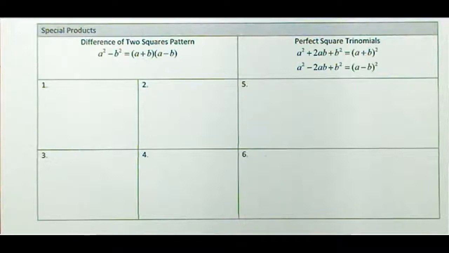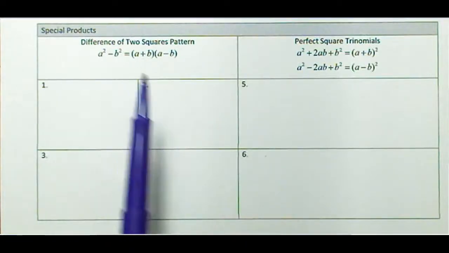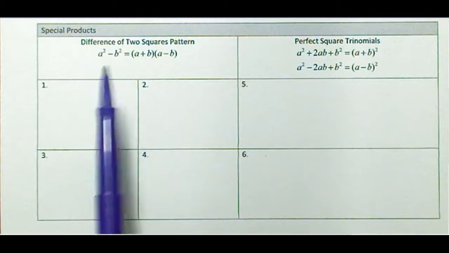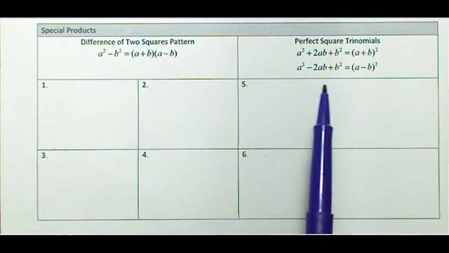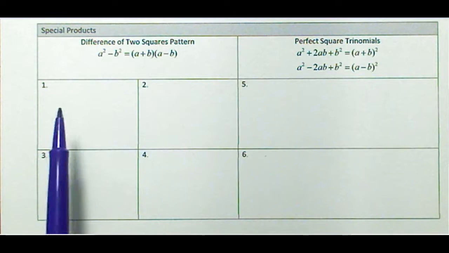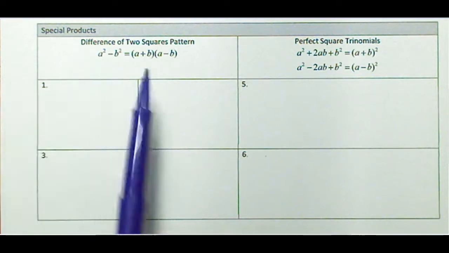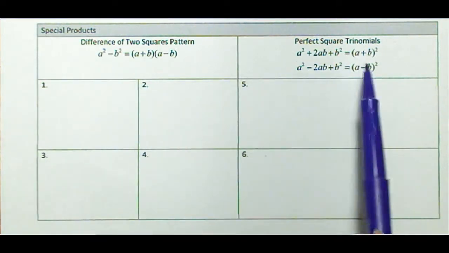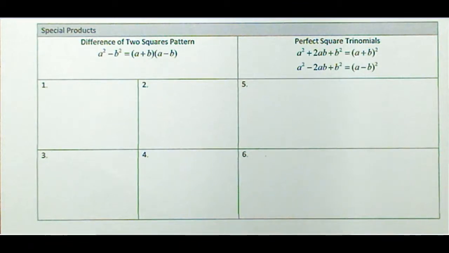Alright guys, this next part is about special products. Now we've actually looked at these before. You've heard of the difference of two squares pattern and the perfect square trinomials. The only one that we really need to concern ourselves with is the difference of two squares pattern, because perfect square trinomials kind of work themselves out naturally.